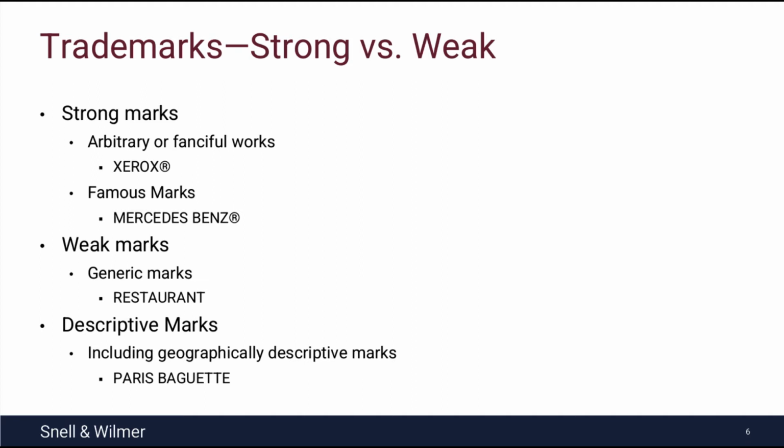So, for example, a descriptive mark might be something that is geographically descriptive. For example, Paris Baguette, for those bakeries out there, is considered a descriptive mark because it's geographically descriptive, in the fact that it's Paris, meaning that it's located in Paris. Now, we know that Paris Baguette is in lots of other locations now, but initially, with that descriptive term, it was seen to be a descriptive mark.